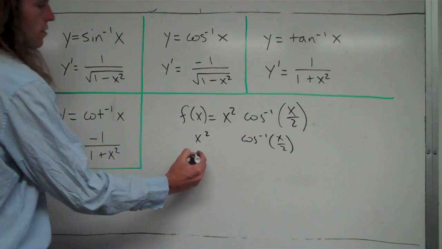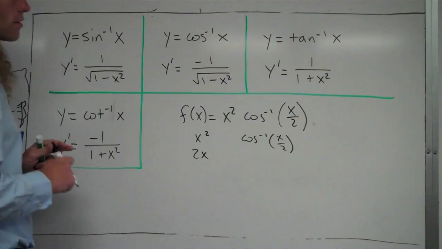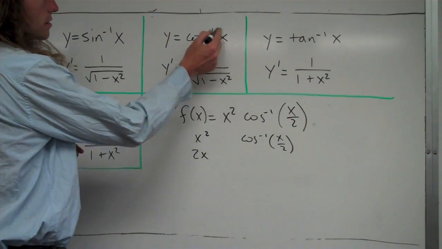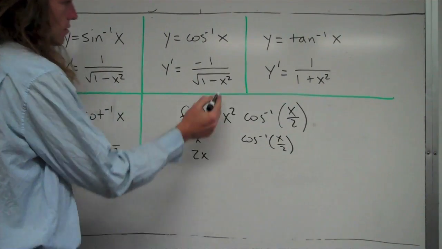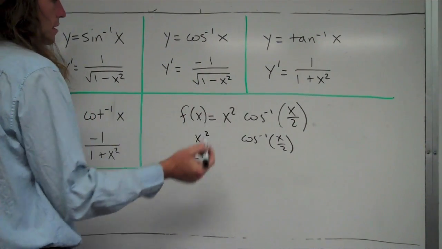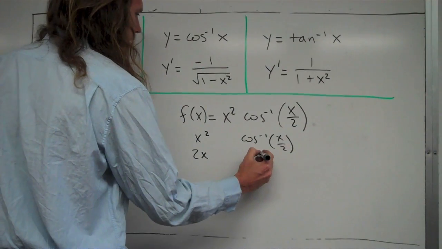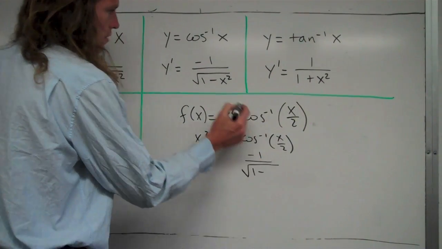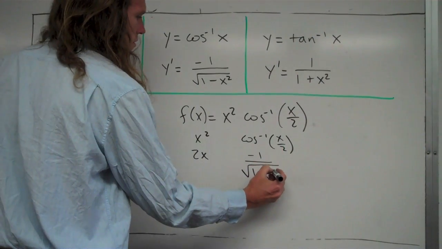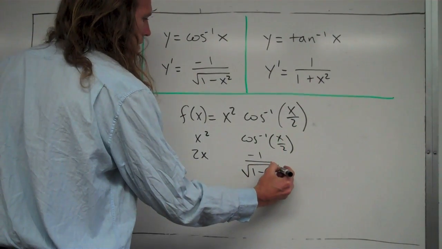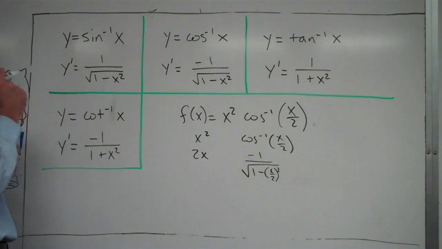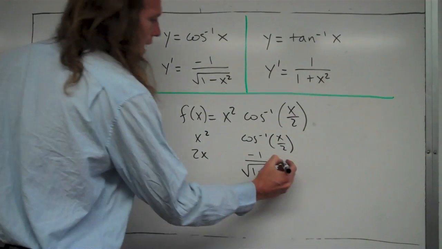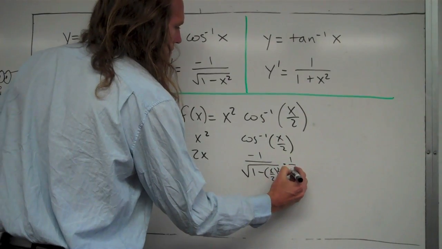So the derivative of x squared is 2x. The derivative of inverse cosine x over 2, it's the same as this, except instead of an x, it's x over 2. So wherever I see x here, I'll replace it with x over 2. So it's going to be negative 1 over square root of 1 minus, so again, instead of x, I'm putting x over 2, so x over 2 squared. And then I have to multiply times the derivative of the inner function. So my inner function is x over 2, the derivative of that is 1/2. That's the same thing as just 1/2 x.